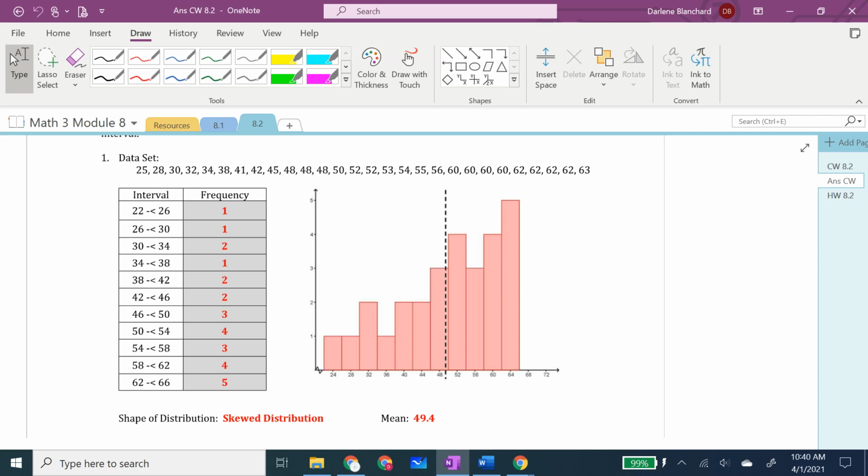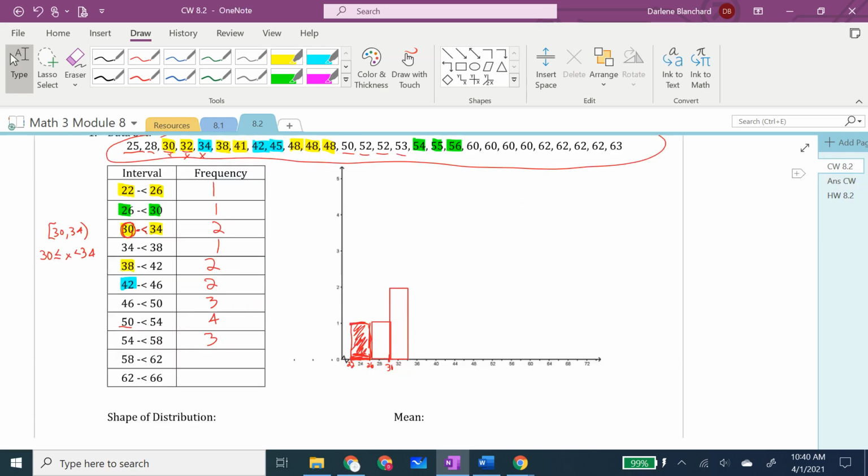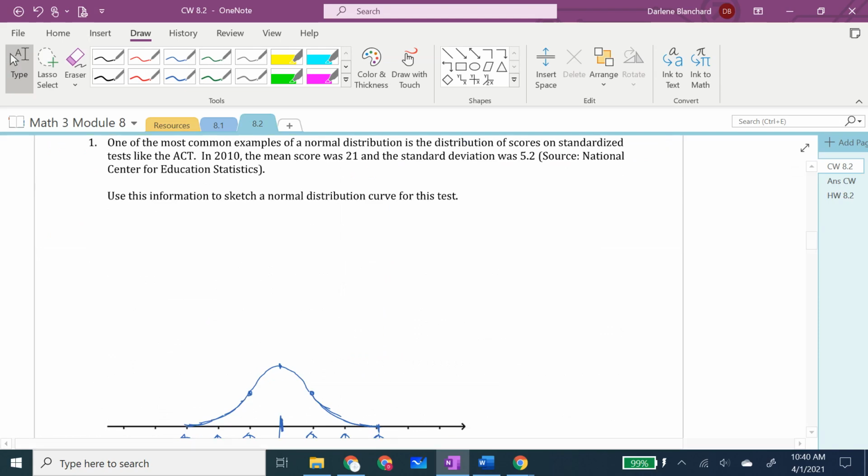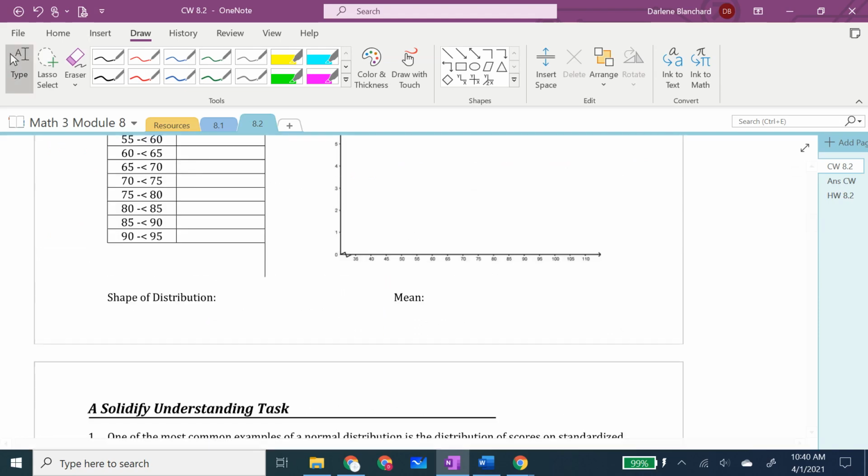So, based on that, I want you to finish these frequency distributions. I will post the answers up so you can see the answers, but I want you to finish those 2.